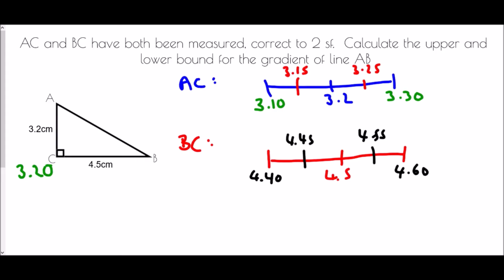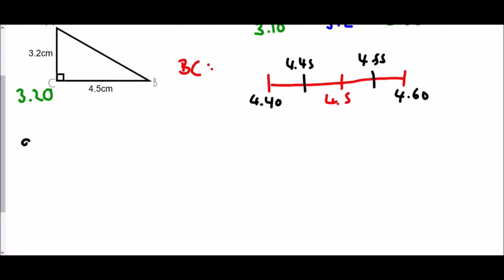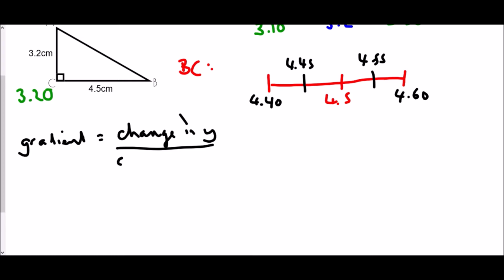Now, what that means is I need to know what the smallest possible gradient would be and what the largest possible gradient would be. With the gradient, we just need to remember that, again, this is a division because it's the change in y divided by change in x. So we're basically saying it's the 2 values here, the change in y and the change in x. They're the 2 lengths that we've been given.